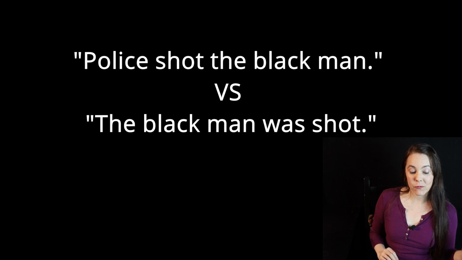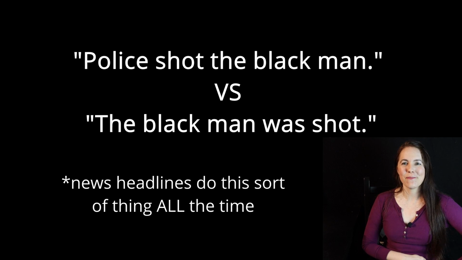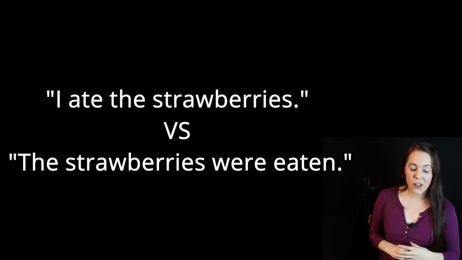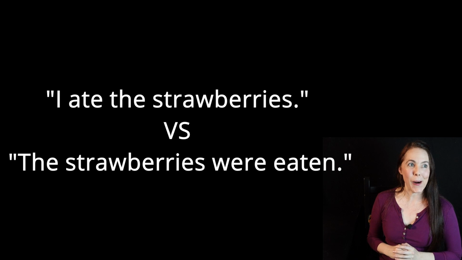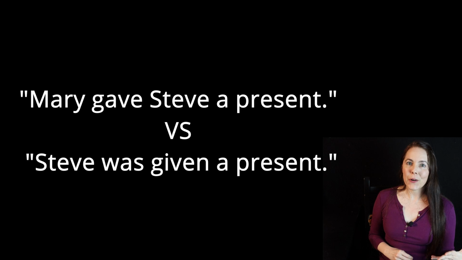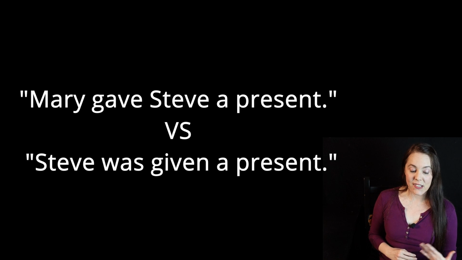So here are some sentence pairs in English. I'm going to start with a non-passive sentence, and then I'm going to translate it into the passive version of itself. And remember, the passive version basically takes away the person or the entity who did the action. So, police shot the black man versus the black man was shot. We don't know by whom. I ate the strawberries versus the strawberries were eaten. Oh gee, Mom, I don't know who ate those strawberries. They were sure eaten.